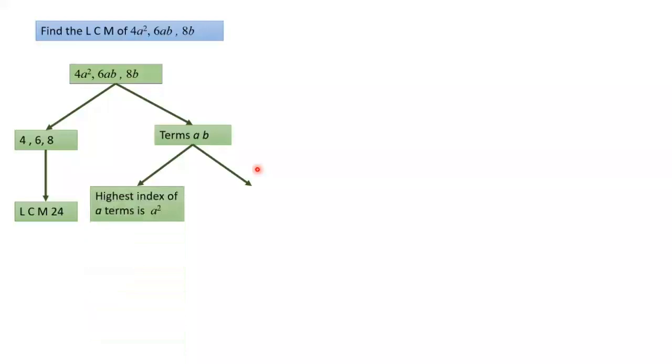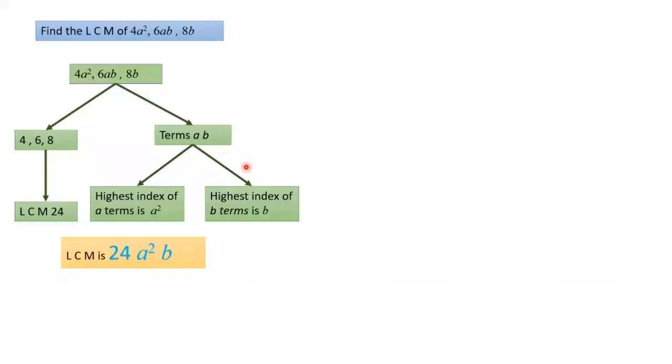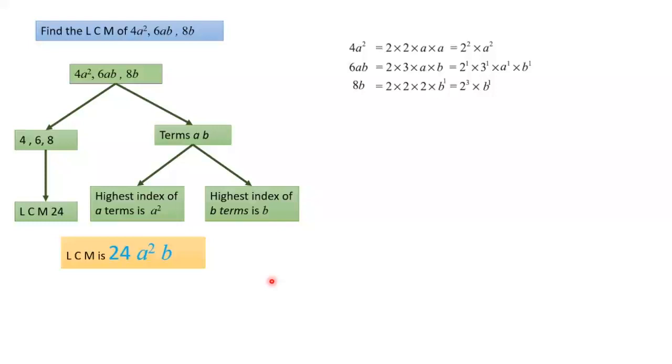What is the highest index of the a terms? It is a squared. Check here. a squared. What about the b terms? The b term is b, and the highest order is only 1. You check all the terms, it is 1. Then what you choose from here is 24, from the a terms a squared, and from the b terms b. Very easy part.